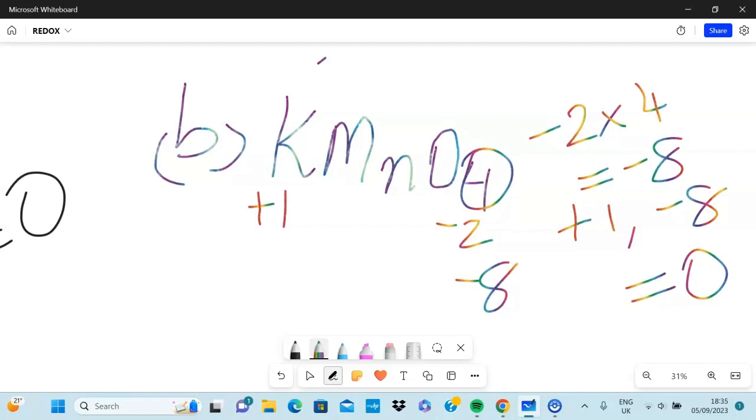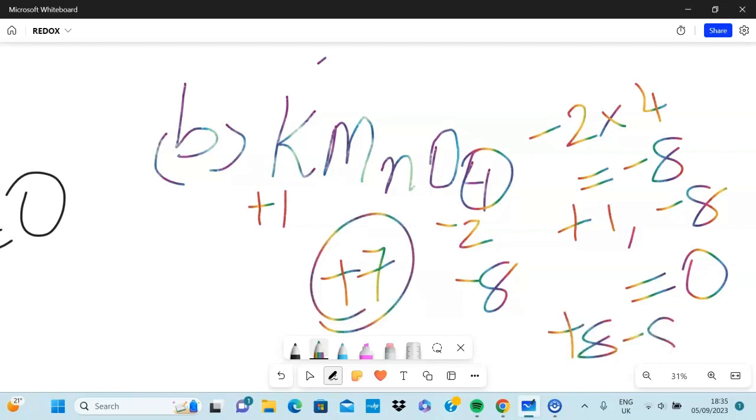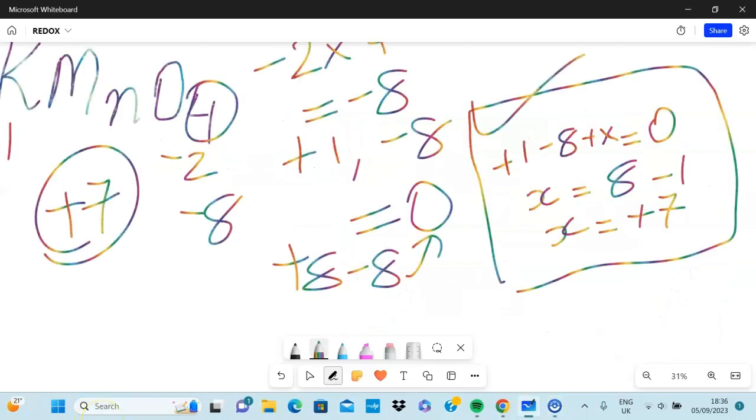So out of pure logic, you would know this is plus, excuse me. Wow, very logical of me to write that. Plus 7, okay? Because plus 1 plus 7 is plus 8, minus 8 is equal to 0. If you can't do those, you can just use basic algebra and then you'll get that, okay? That's how you do the small algebra bit.